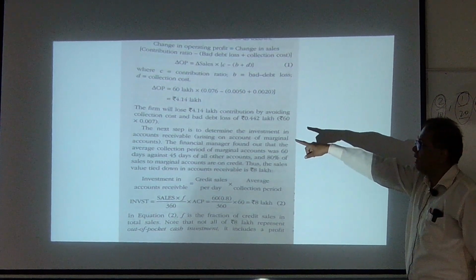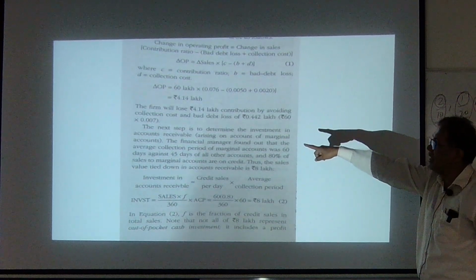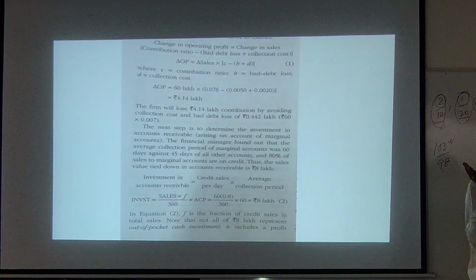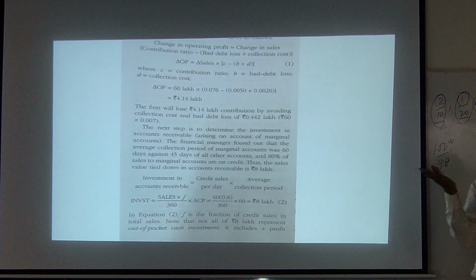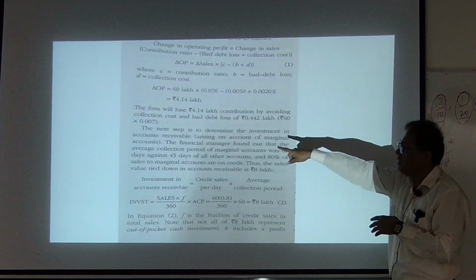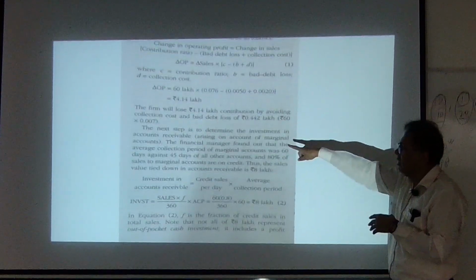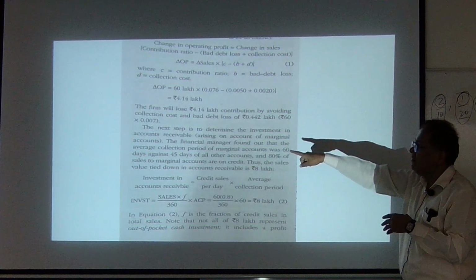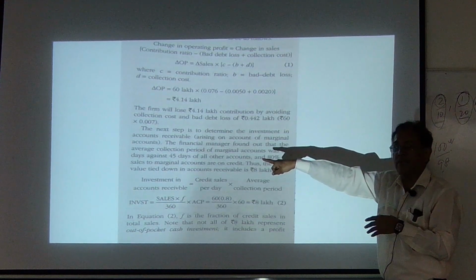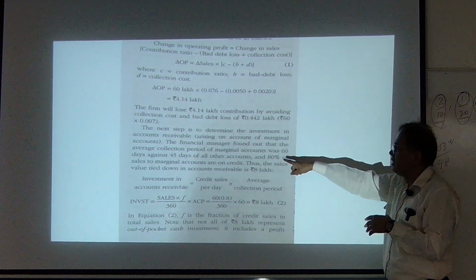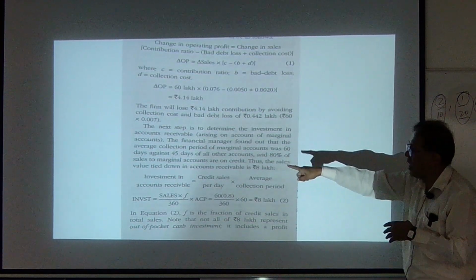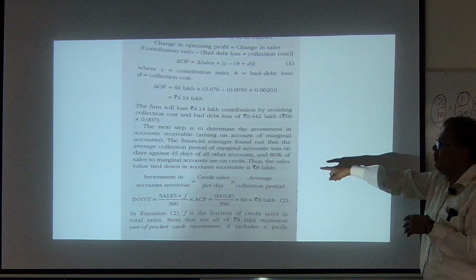Resulting into the next step is to determine the investment in account receivables arising on account. Now your fund is going to be locked into that amount. How much fund is going to be locked? Account receivables arising on account of marginal accounts. The financial manager found out that the average collection period of a marginal account was 60 days against 45 days of the other accounts, and 80% of the sales to marginal accounts are on credit. Thus the sales value tied down in accounts receivable is rupees 8 lakhs.